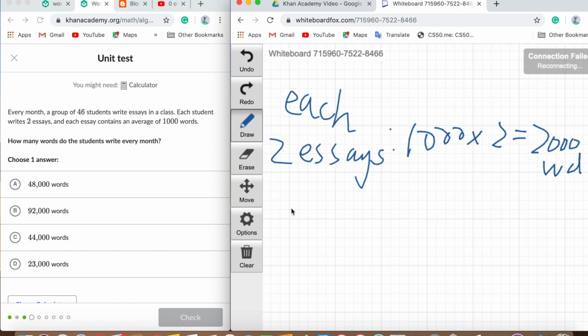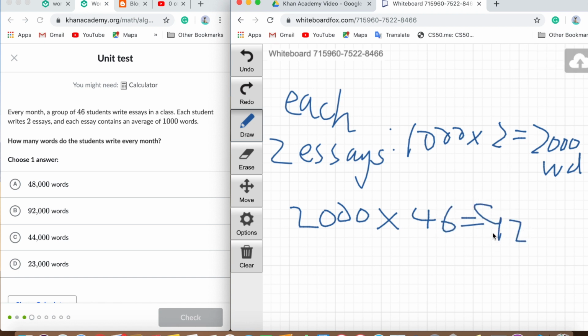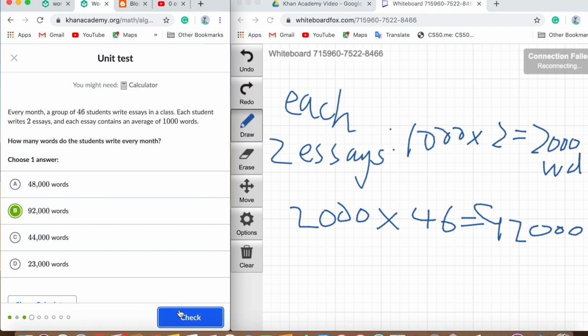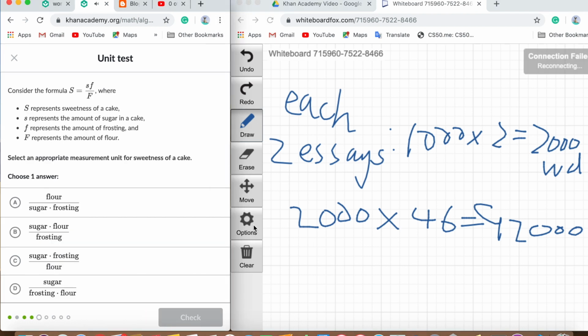Then there's 46 students, so I'm going to use 2,000 multiplied by 46, which is 9230. Should be this. Good. Next up.